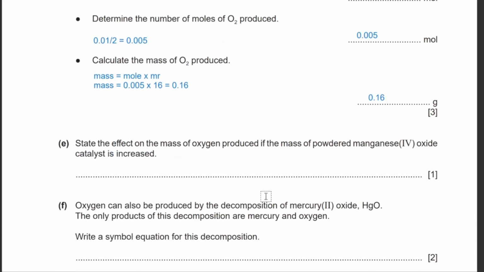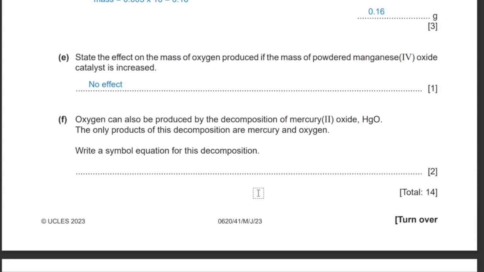Moving to the next part: state the effect on the mass of oxygen produced if the mass of powdered manganese(IV) oxide catalyst is increased. Well, it has no effect. The explanation is that the amount of O2 only depends on the mass of the reactants and not the catalyst.